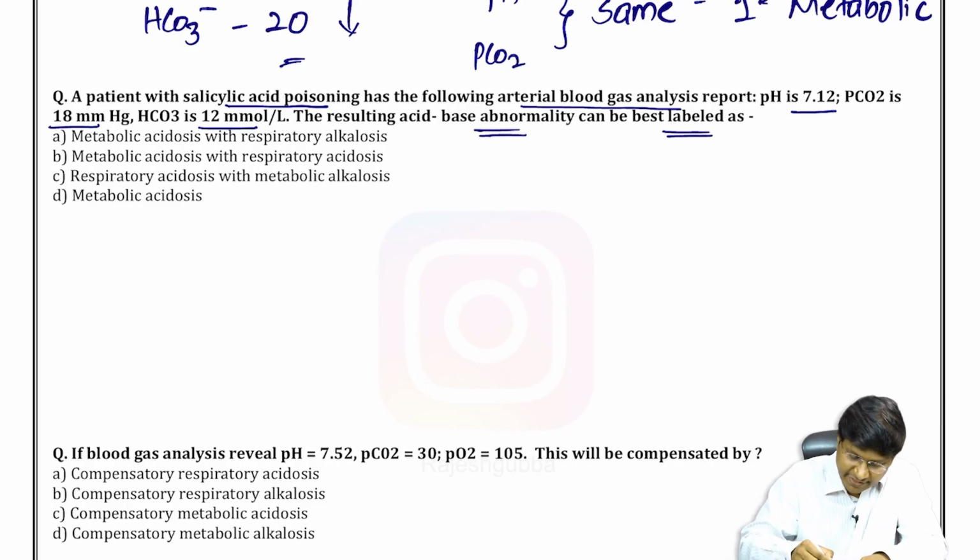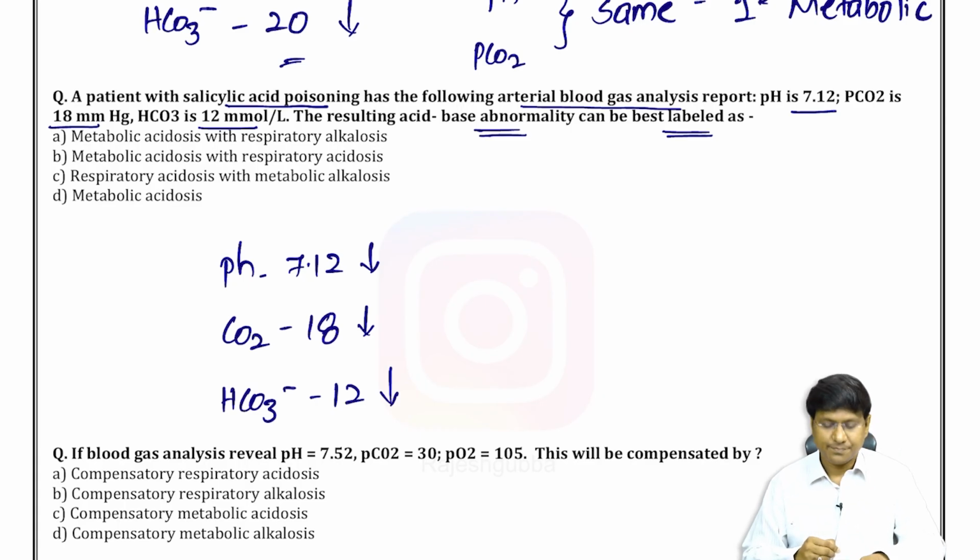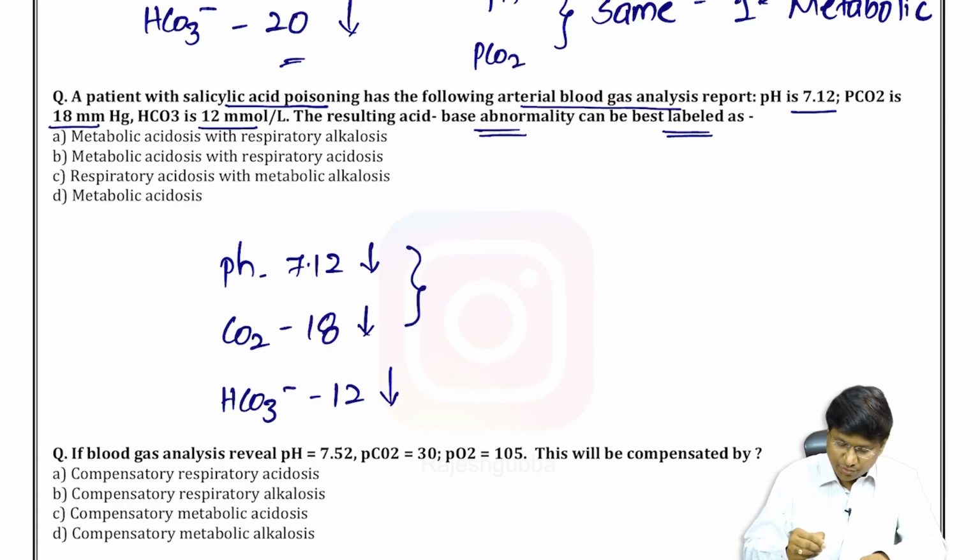If you take the pH, what has happened to the pH? 7.12, which is reduced. And the carbon dioxide, that is 18, is also reduced. And the bicarbonate, that is 12 millimoles per liter, is also reduced. So your pH and PCO2, both of them have changed in the same direction. When pH and PCO2 change in the same direction, what is the primary acid-base disorder that we have discussed?